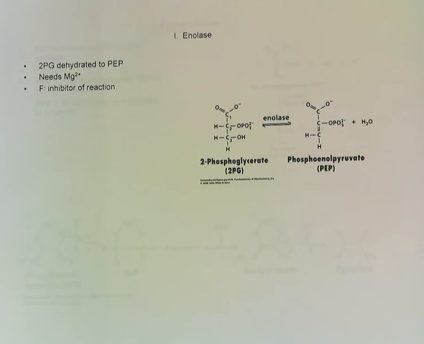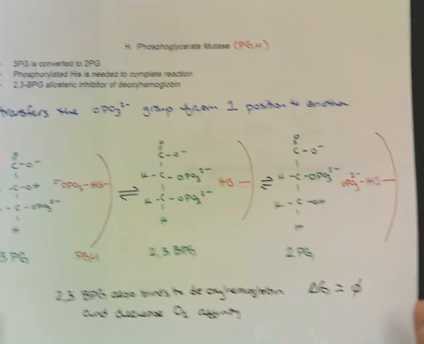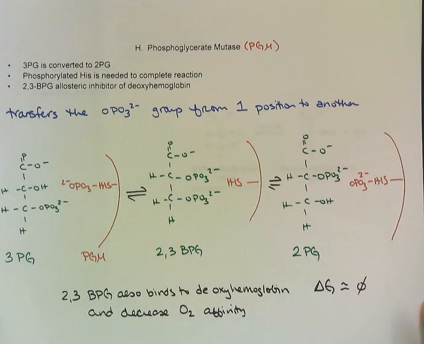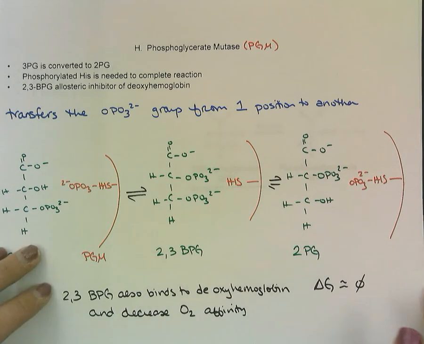So let's see here. We left off using phosphoglycerate mutase. Let's see where I can find that slide. There we go. So we left off there on our reaction, where we converted our 3 PG into 2 PG, and we had a net delta G of 0 because it's all in equilibrium.